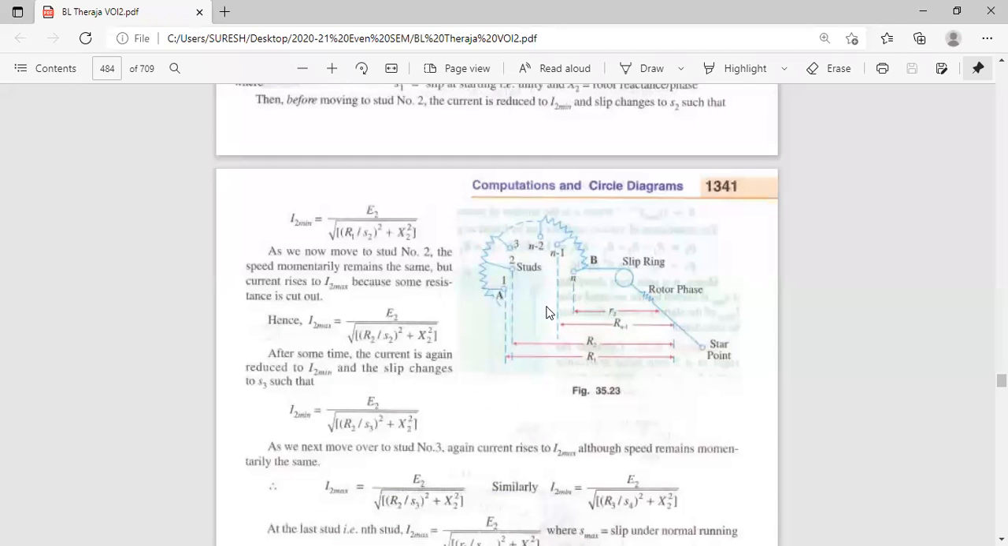Now I'm connecting the switch at A. Now I'm connecting this starting point to A. Then this entire resistance is there plus R2. R1 is equal to the entire resistance. How many steps are there in between 1 and n? In between 1 and n, how many steps are there? n minus 1. Okay, in between 1 and 2, one step.